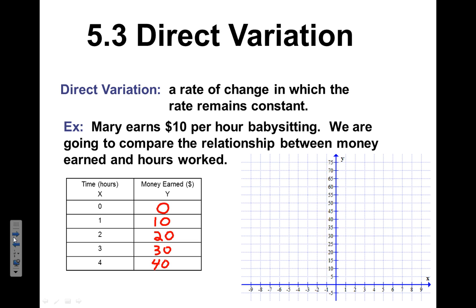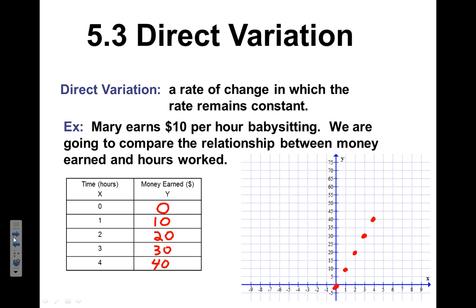So 0, 0 is right at the origin at that point there. 1 hour, $10, so over 1 up 10. 2 hours, $20, over 2 up to 20. 3 hours, $30 is there. And 4 hours, $40 is here.